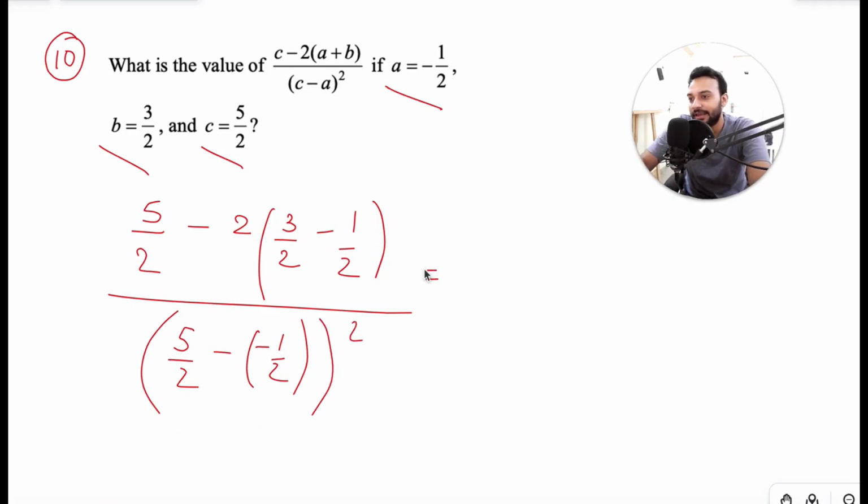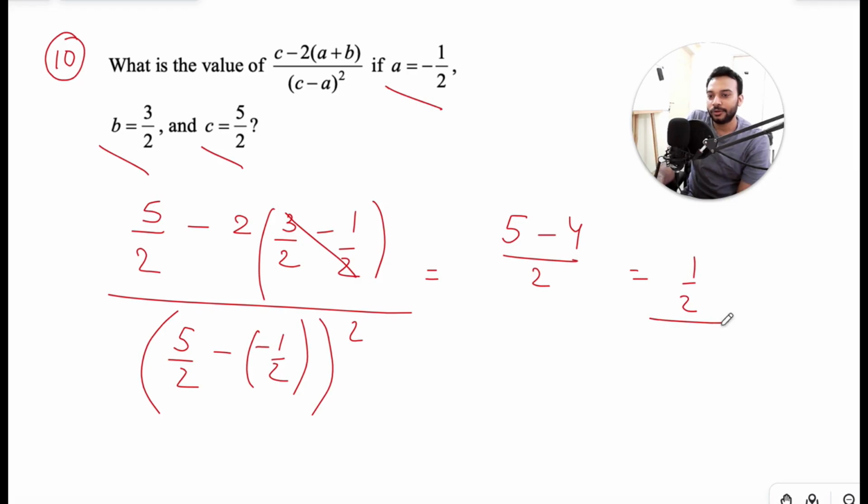You'll get an integer in the answer, most likely. Okay, so 3 minus 1 is a 2, so this whole thing becomes a 2 over 2 or a 1. So 5 by 2 minus 2. If you solve the numerator, 5 by 2 minus 2, that's like 5 minus 4 over 2, or 1 over 2. This is the numerator. Over denominator, 5 by 2 plus 1 by 2, 6 by 2, or 3. 3 squared is a 9.